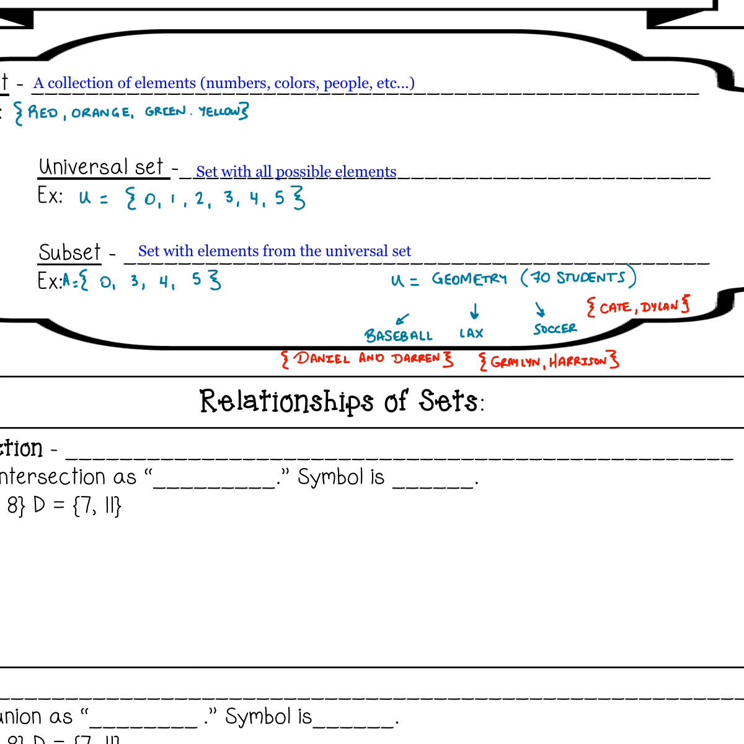So the universal set would be geometry students. And then I could break it down into baseball, lax, and soccer. I could break it down into track if I wanted. And they would be subsets of my 70 geometry students.